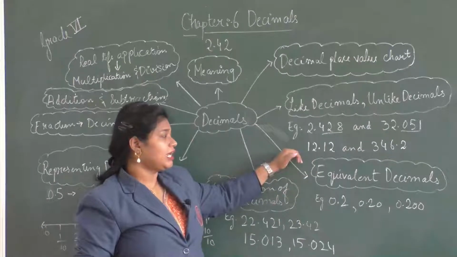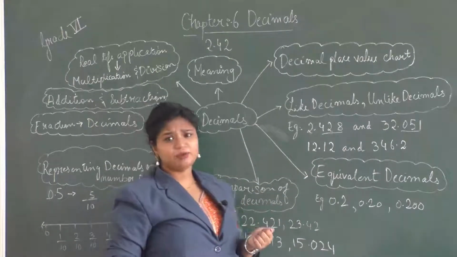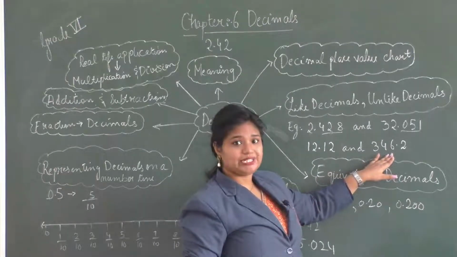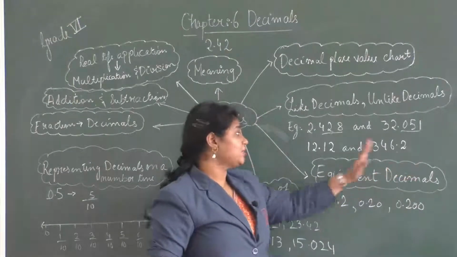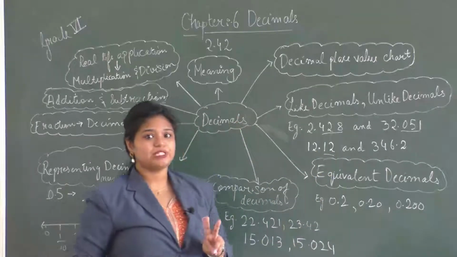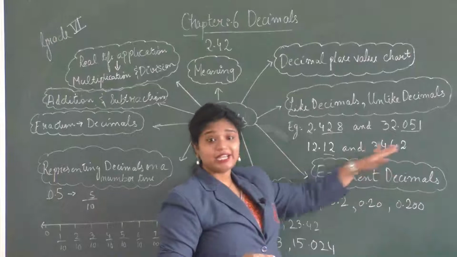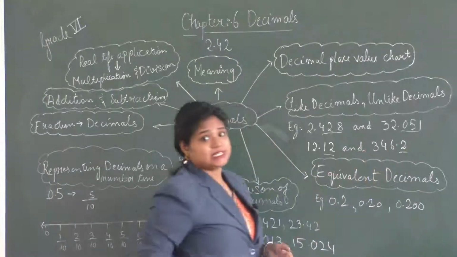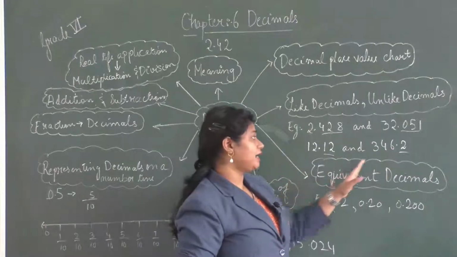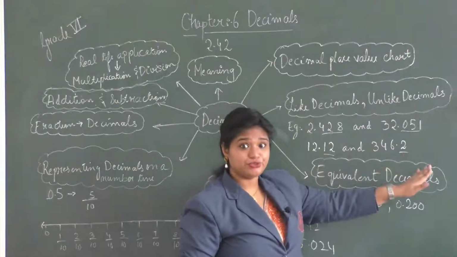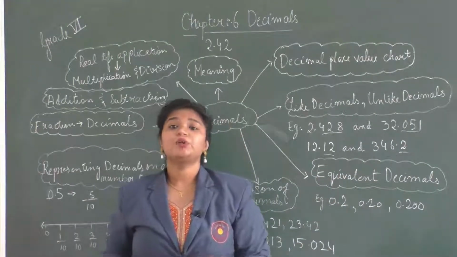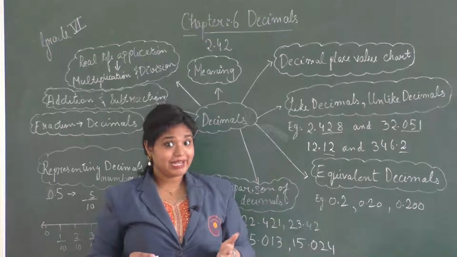Now let's look at another example. The number is 12.12 and 346.2. Now let's look at the decimal places. In the first number we have 2 decimal places, but in the second number we have only 1 decimal place. So these two numbers 12.12 and 346.2 are unlike decimals. We also learned how to convert unlike decimals into like decimals.